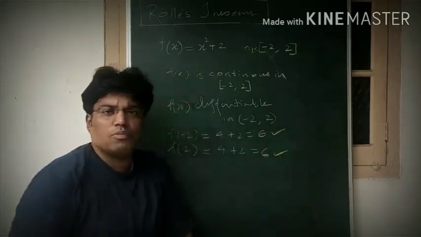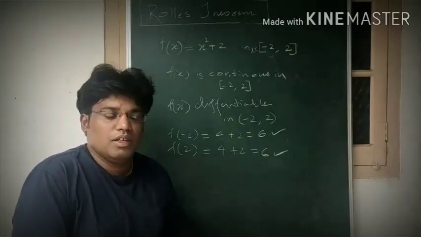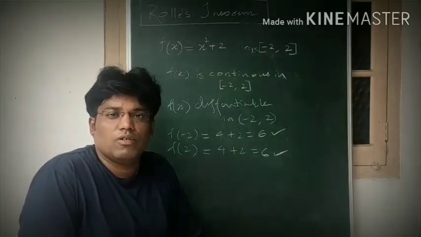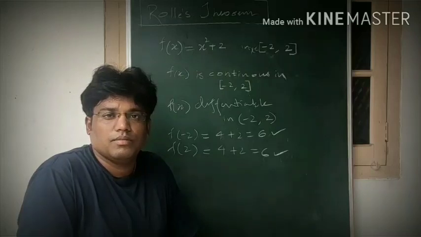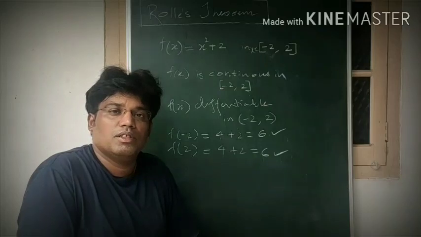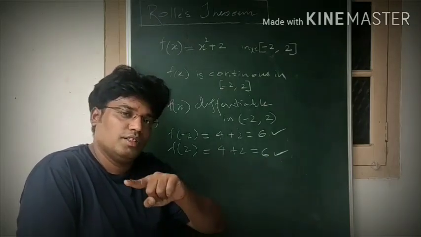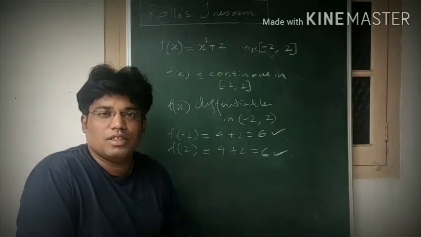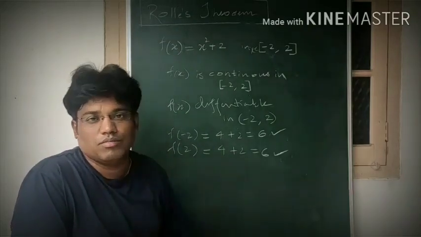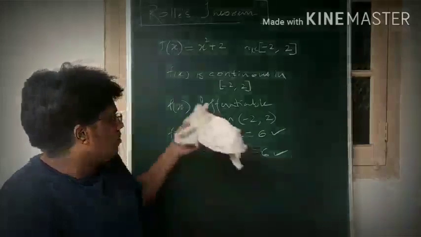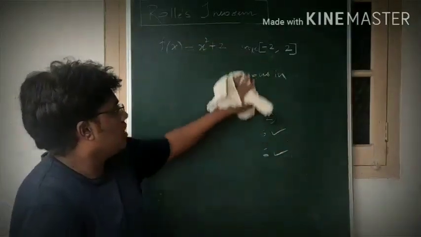f of a, f of b are the same. It means it satisfies the conditions of Rolle's theorem. So what happens if it satisfies the conditions of Rolle's theorem? Then there exists some point c such that f dash of c will be 0. Clear? So let's go with that.